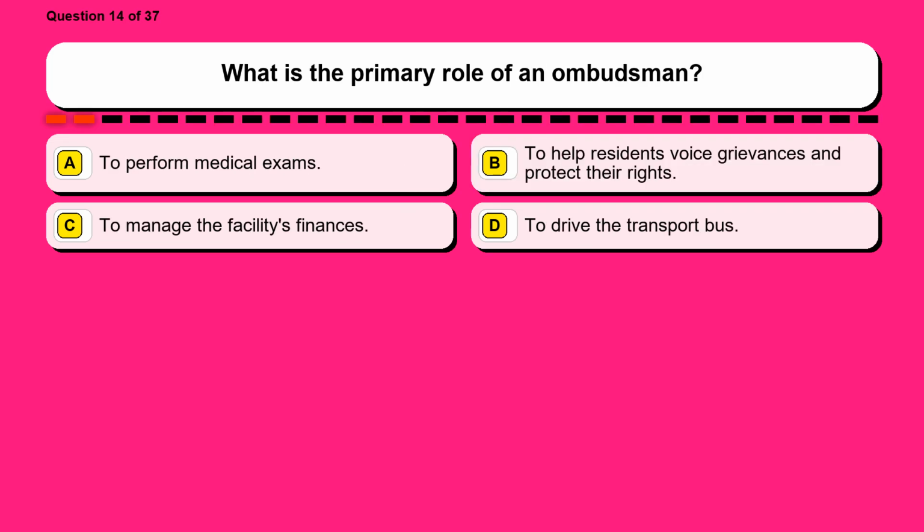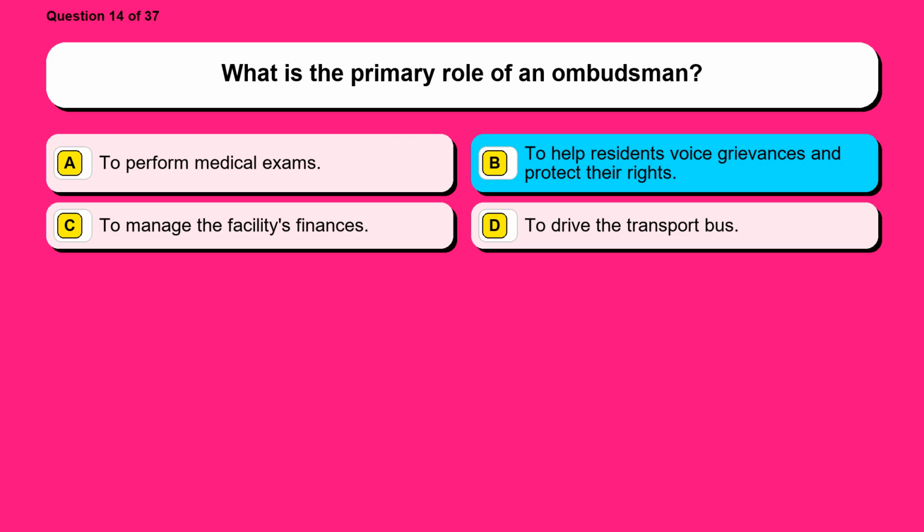Question 14. What is the primary role of an ombudsman? Option A, to perform medical exams. Option B, to help residents voice grievances and protect their rights. Option C, to manage the facility's finances. Option D, to drive the transport bus.